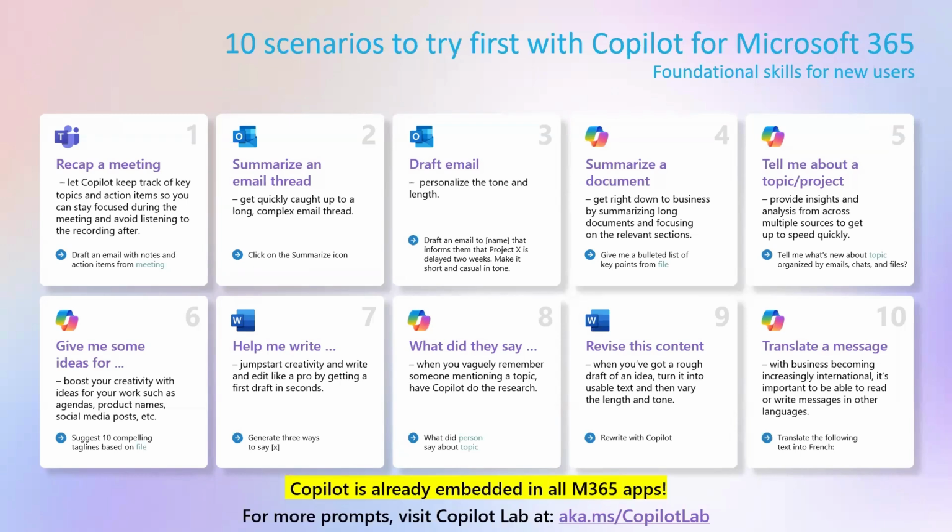I think number four, summarizing a document, I personally use all the time. I come up with some big document, I need to send it to somebody. I'll just ask Copilot for a summary of the document, and I'll put that in the email when I send off that document. Six and seven are in the context of getting ideas and helping me produce a document.